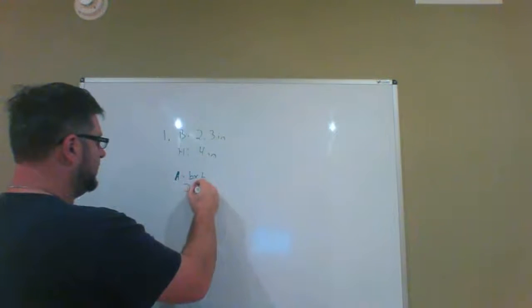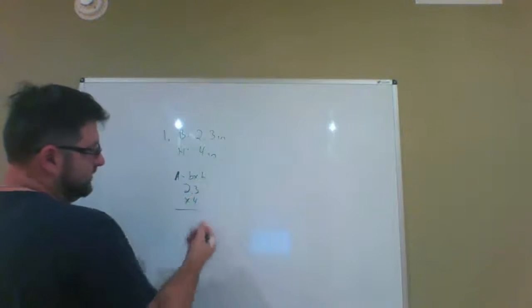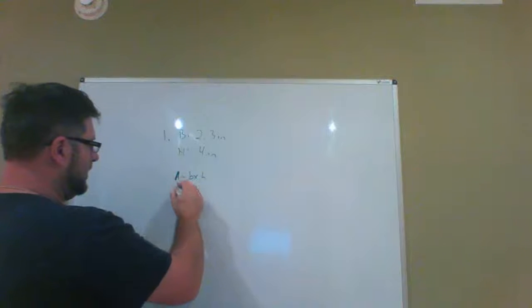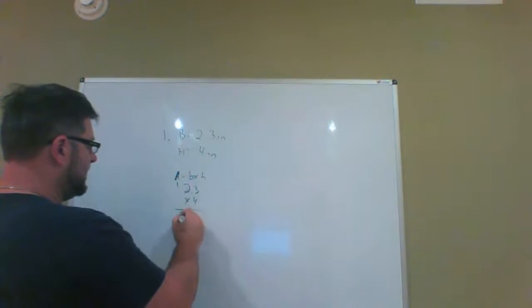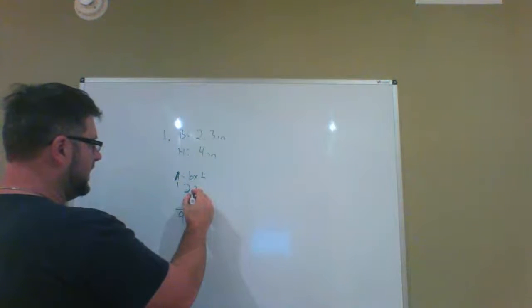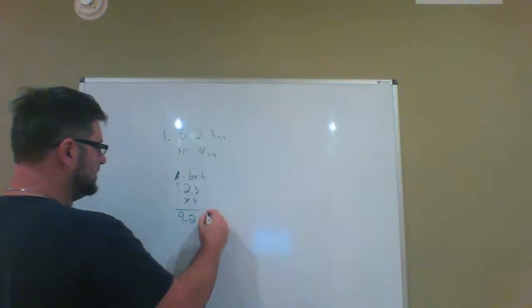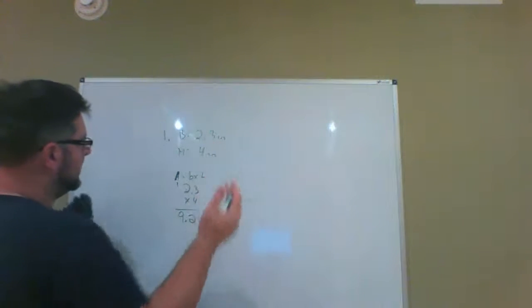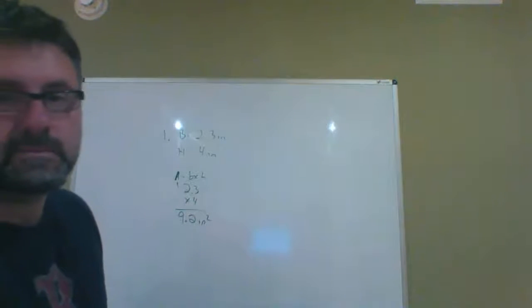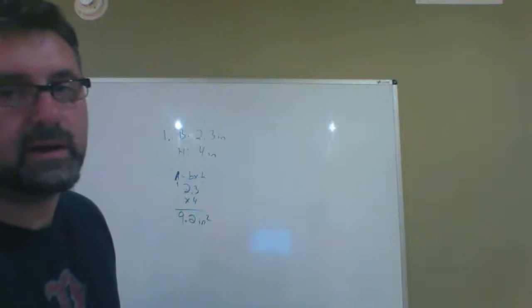So you're going to do 2.3 times 4. All right, 4 times 3 is 12. 4 times 2 is 8 plus 1 is 9. Remember, if there's one number that comes after the decimal, slide it back in. So it'll be 9.2 inches squared. I just multiplied base and height. Boom. Just multiply with decimals. All right. And the last question here.